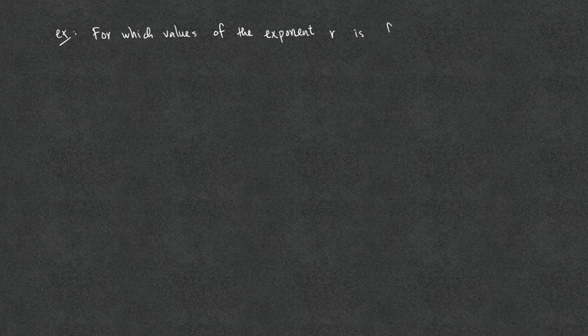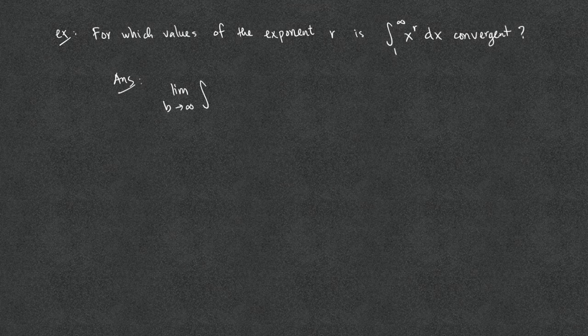For which values of the exponent r is the integral from 1 to infinity of x to the r dx convergent? We first set up the improper integral properly by taking the limit as b goes to infinity of the integral from 1 to b of x to the r dx.